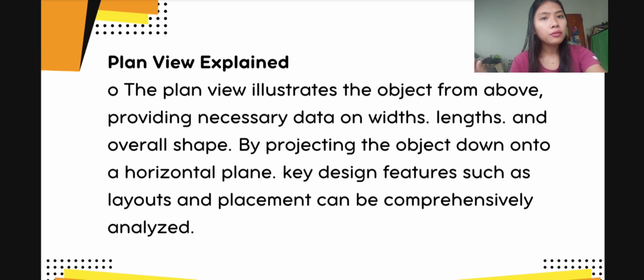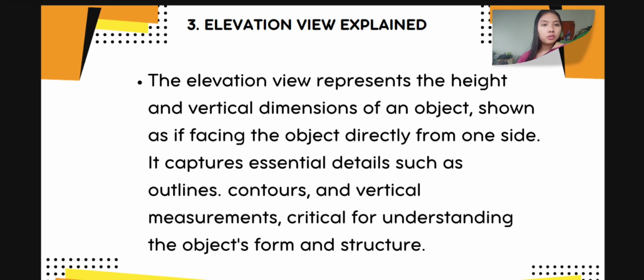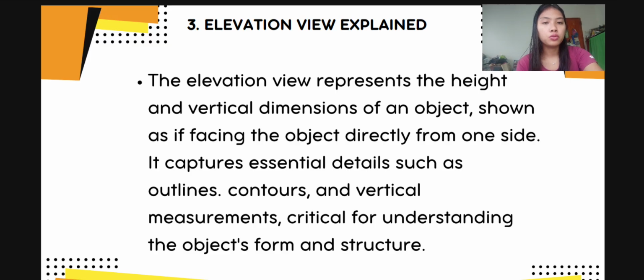The plan view is the view from above. It shows the width and the length of the object, its overall shape and layout. This helps us understand how the object is arranged and how it connects with the other views. We also have the elevation view. The elevation or front view shows the object from the front. It reveals height, contours, and vertical measurements. It is essential because it shows the main features and the structure of the object.